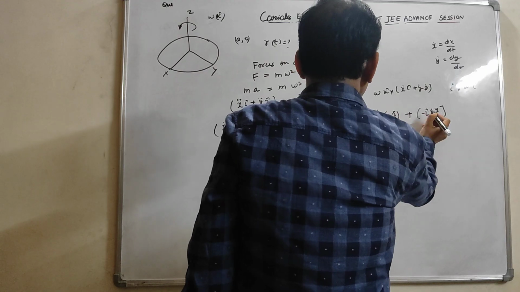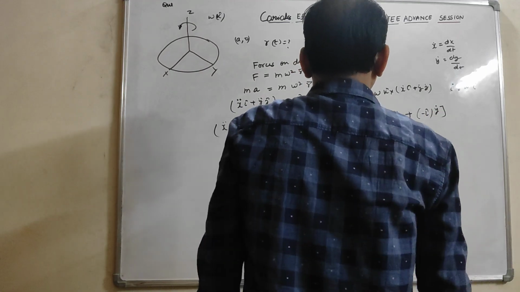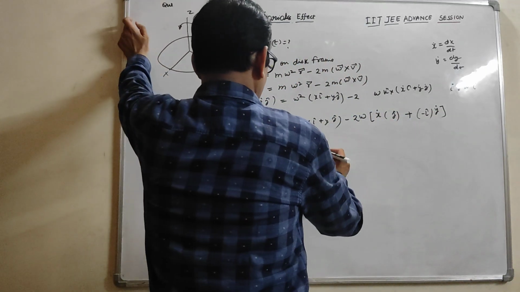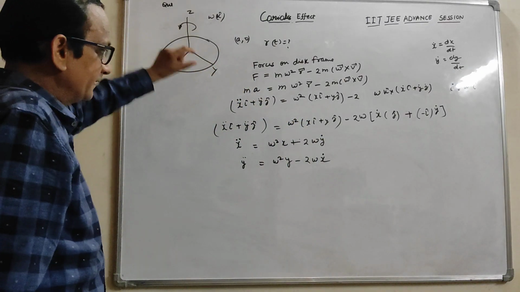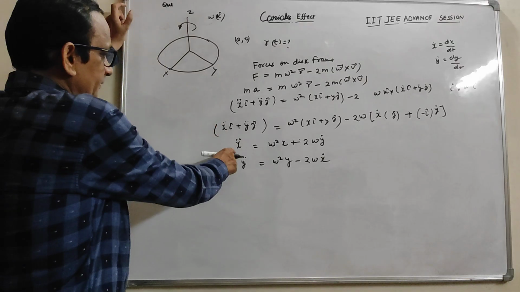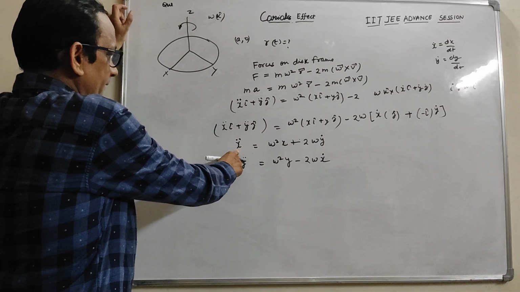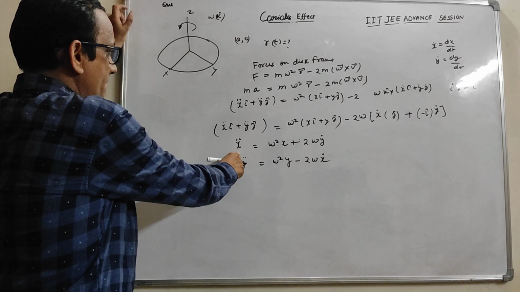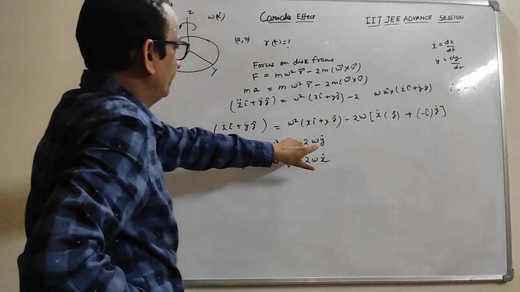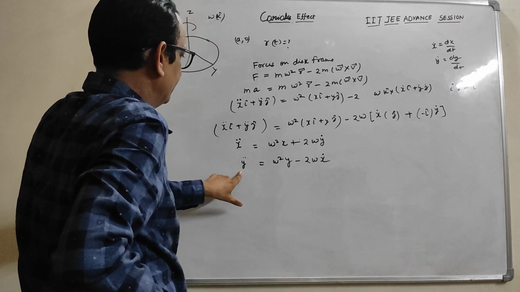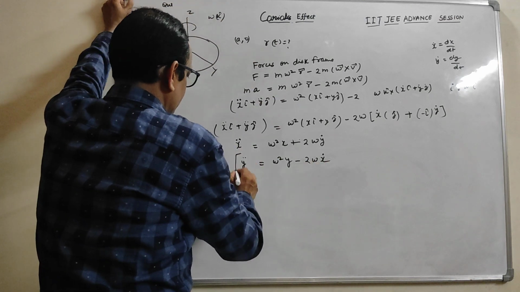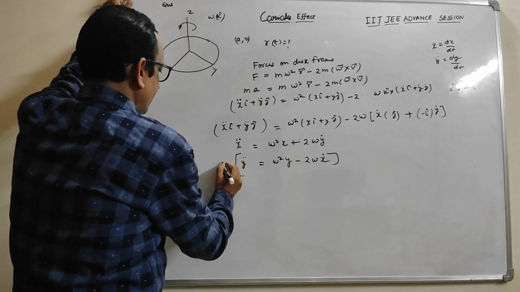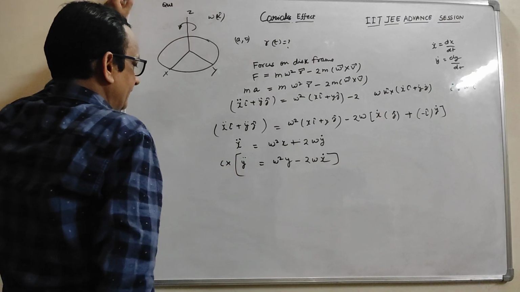This is x dot, this is y dot. So 2 omega x dot, 2 omega y dot. So in this equation, this is a function of y and y double dot is a function of x. So for solving this equation, we have to multiply by i.